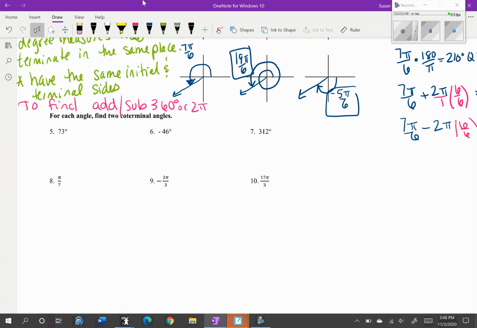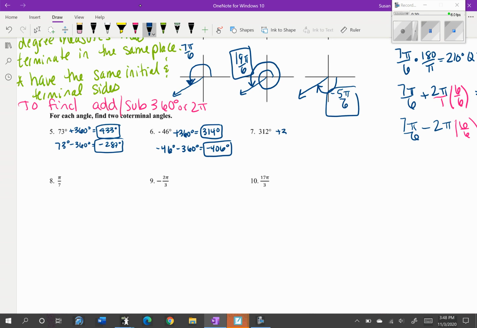So if I look at the first one, if I add 360 degrees, because we're using degrees here, we get 433 degrees. That would be a positive answer. If I took 73 degrees and subtracted 360 degrees, I would get negative 287 degrees, which would give me a negative coterminal answer. Negative 46, if I add 360 degrees to that, I get 314, which is coterminal. If I take negative 46 degrees and subtract 360 degrees, I get negative 406 degrees. So those are all coterminal.